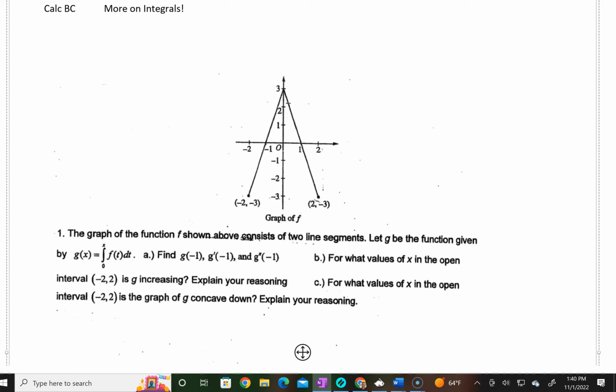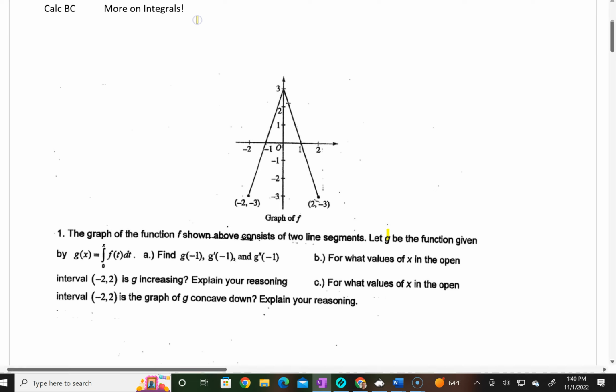But let's keep reading here. Here's the graph of f. It's got two line segments. Look at g though. G, if we read this together, g is the function... Oh my gosh, look at this. Look at that. It's an accumulation function. Oh, we're going to see a lot of these. My goodness, we're going to see a lot of these.